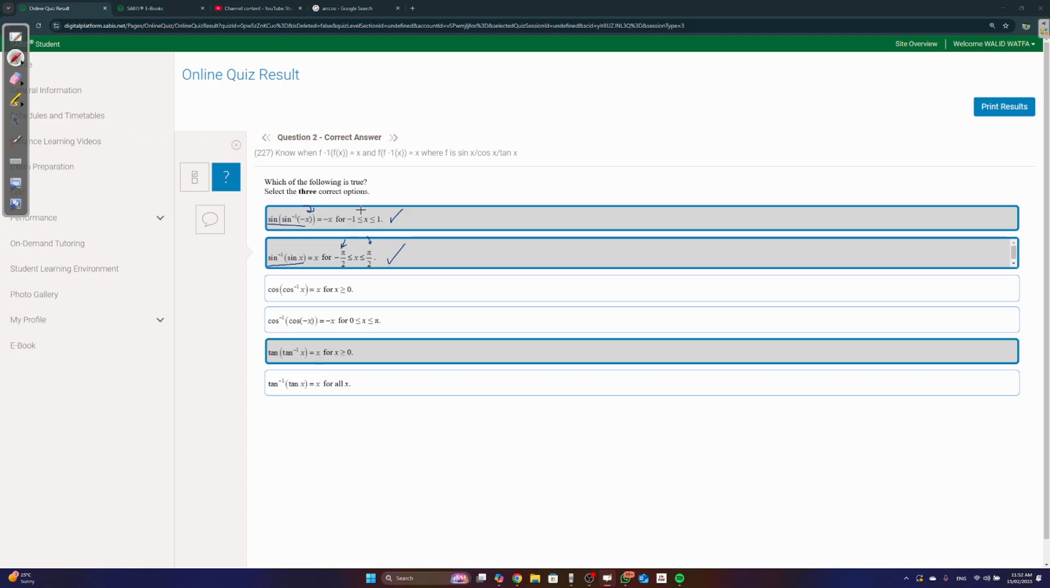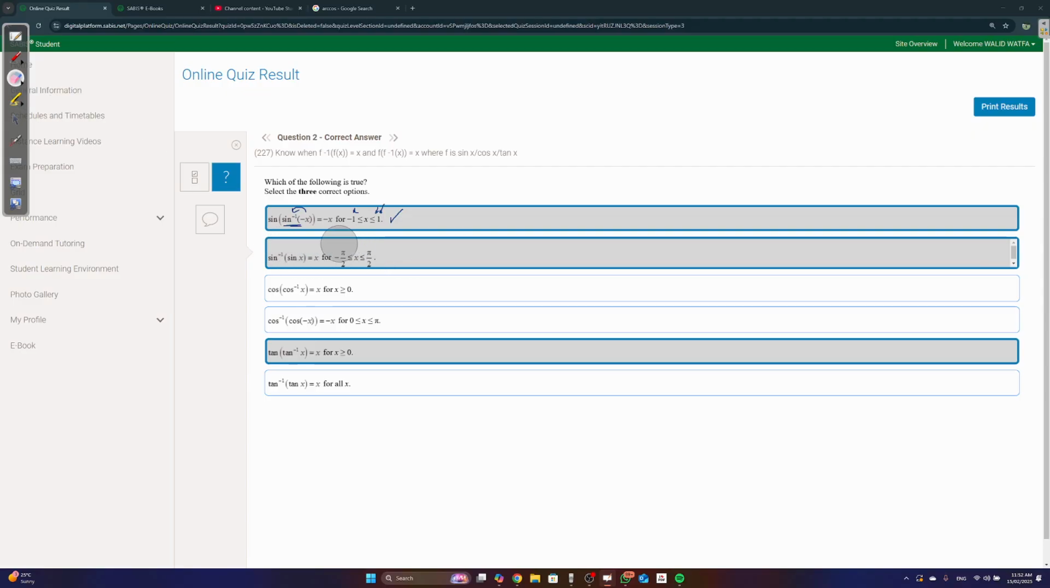You're going to tell me, didn't we say it's between minus 1 and 1? Please pay attention to what's inside. What's the x falling under? Here the x is falling under sine inverse. The domain of sine inverse is between minus 1 and 1. Here, x is falling under sine. And what's the domain of sine? It's between minus pi over 2 and pi over 2. Sine, not sine inverse here.